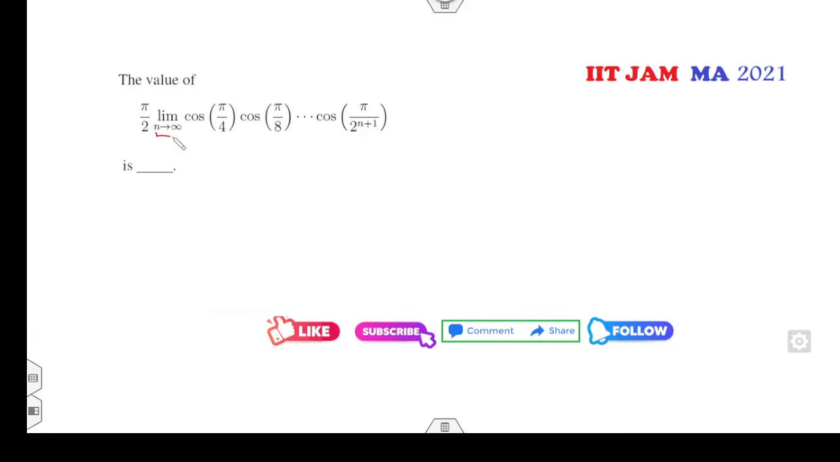Okay, the limit as n approaches infinity. Where is the n? Now you can see pi over 2n plus 1. Whenever n approaches infinity, this value goes to 0. Fine. But here it is cos, right? So I can replace this value with 1, but you will not get the limit properly.